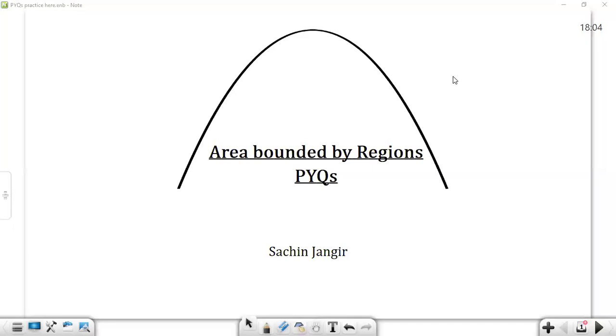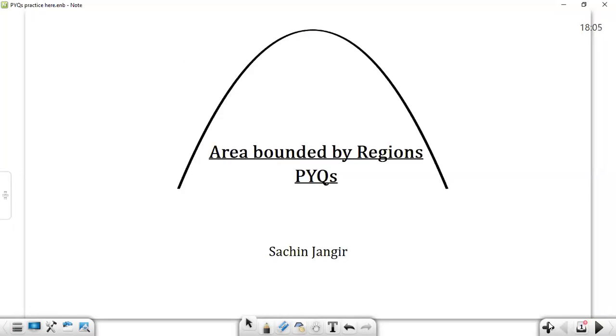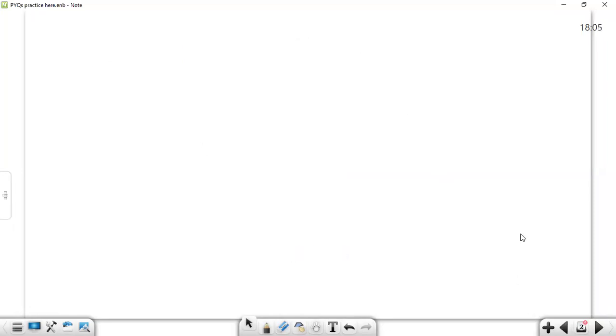Today we are going to discuss previous year questions asked from the area bounded by region topic, and it is based on application of definite integrals. Okay. So before going ahead, let us discuss some important concepts which will be required while solving previous year questions and how we have to approach these questions in the exams.